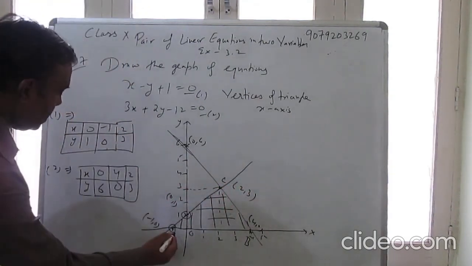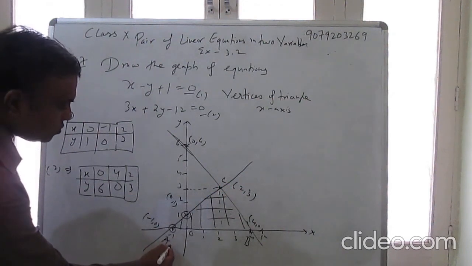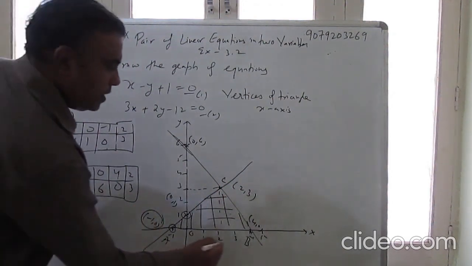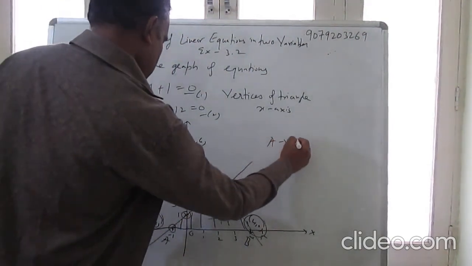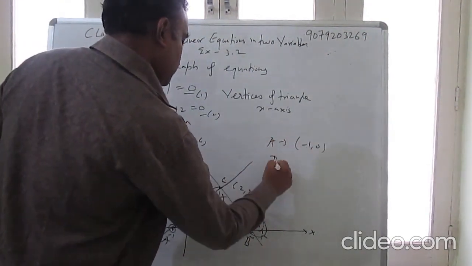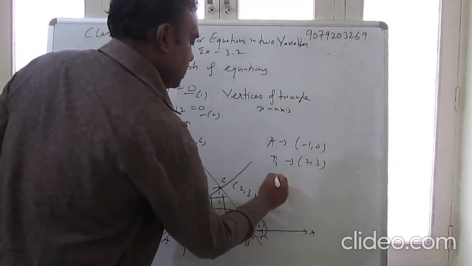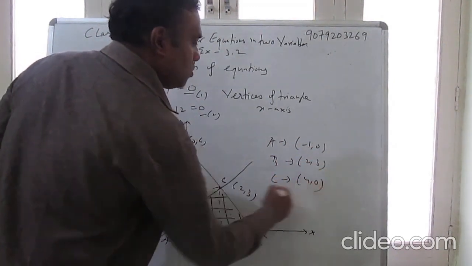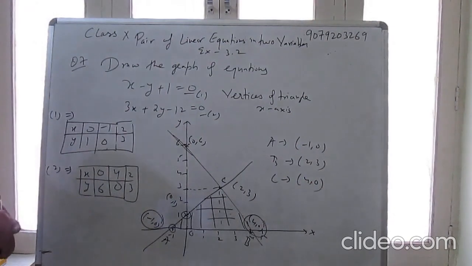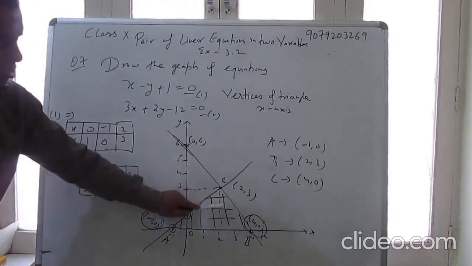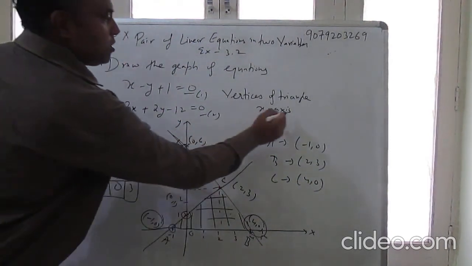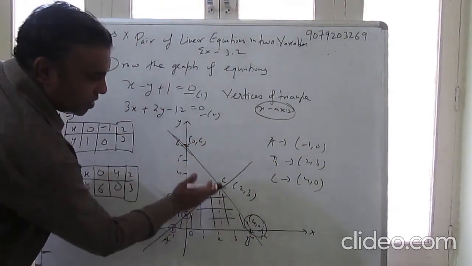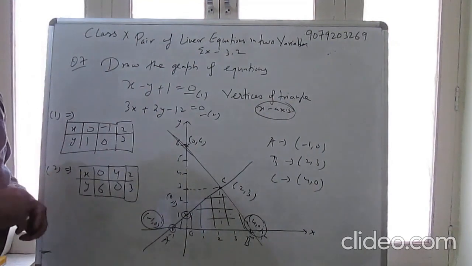A is minus 1 comma 0, B is 2 comma 3 and C is 4 comma 0. These are the vertices of the triangle, and we shade the triangle with respect to the x-axis. Two triangles are formed, one on the y-axis and one on the x-axis. Which one is asked to be shaded? The one on the x-axis. So this completes the question.